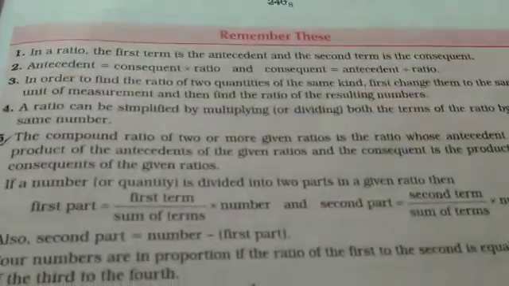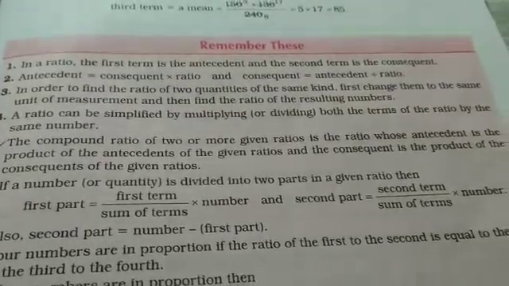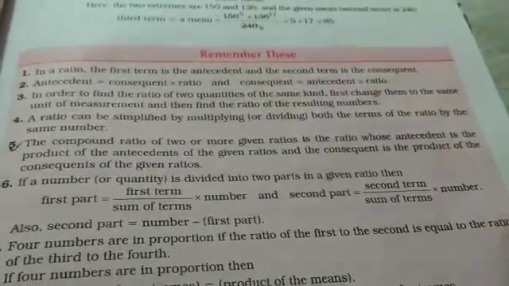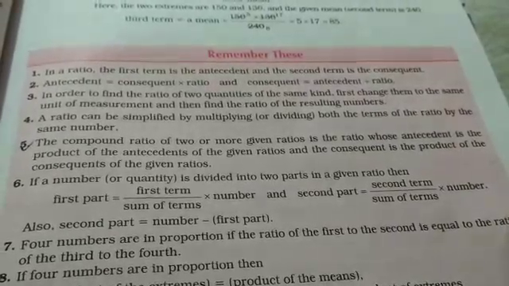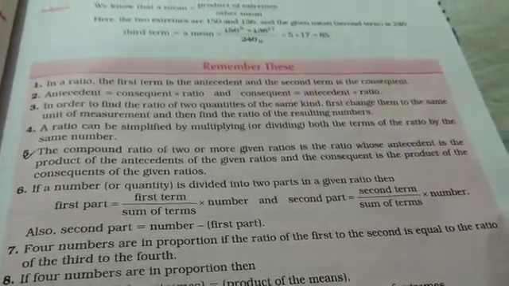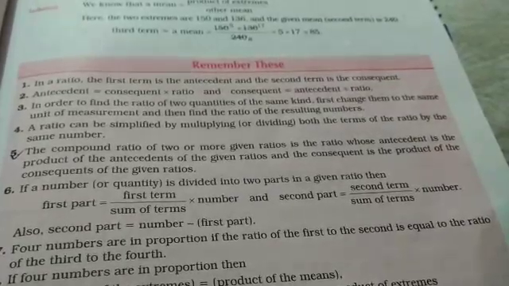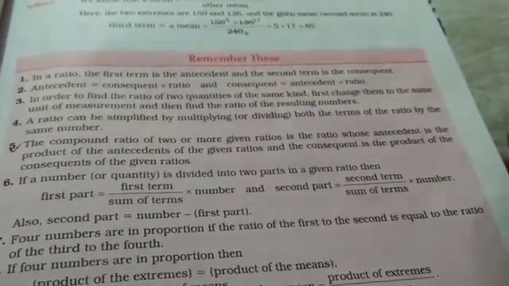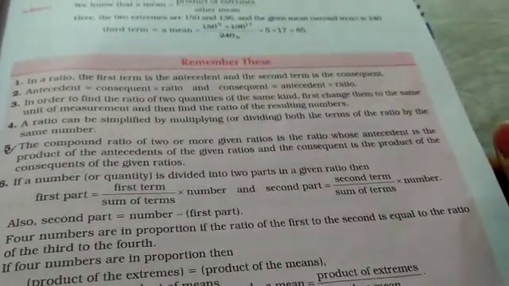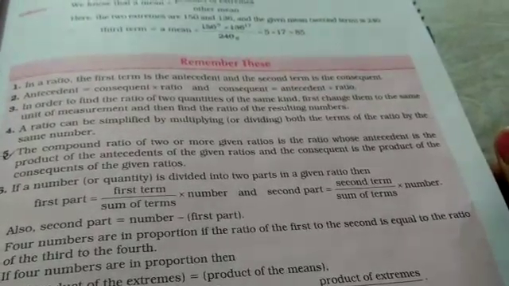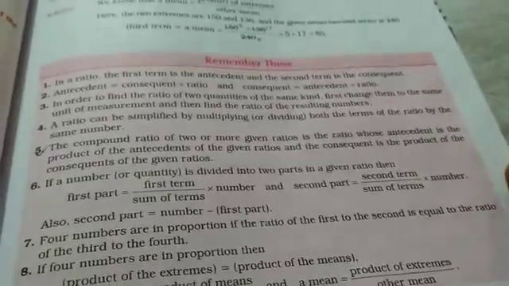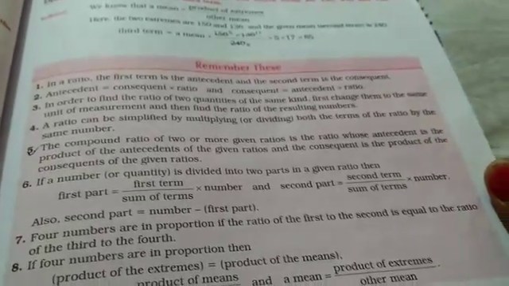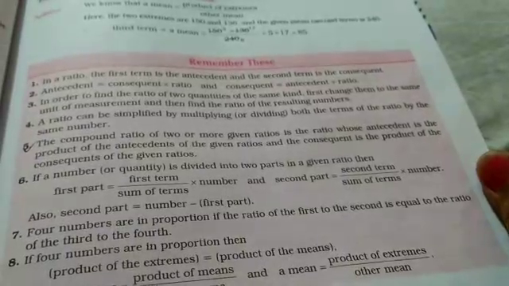Remember this. In a ratio, the first term is the antecedent and the second term is known as the consequent. Antecedent equals consequent into ratio, and consequent equals antecedent divided by ratio. In order to find the ratio of two quantities of the same kind, first change them to the same unit of measurement and then find the ratio of the resulting numbers. That means if we want to find the ratio, the units must always be the same. A ratio can be simplified by multiplying or dividing both terms of the ratio by the same number.